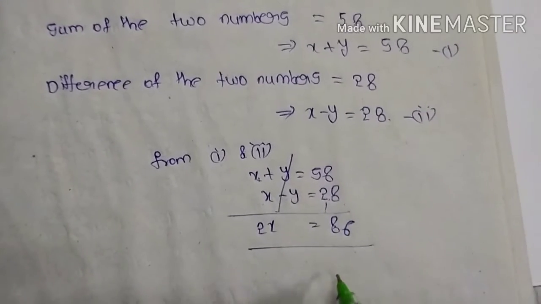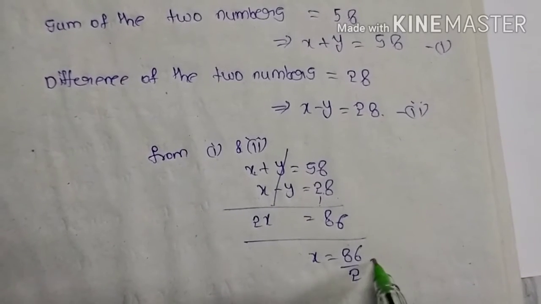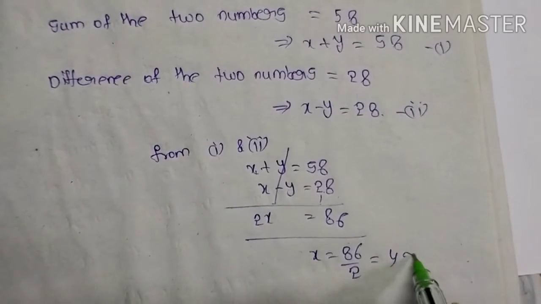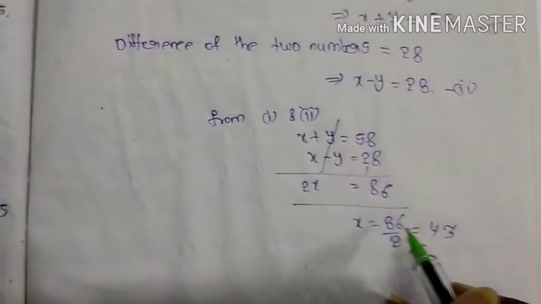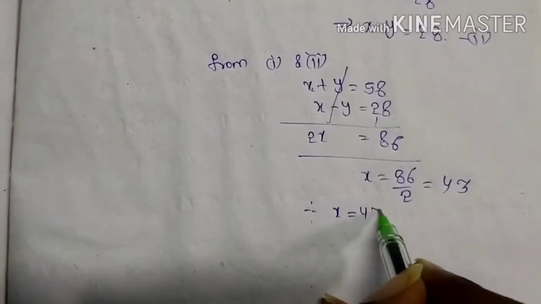That means 2x is equal to how much? 86. That means x is equal to how much? 86 by 2. Two fours are 8, two threes are 6, right or not? Yes. That means x value is how much? Therefore x is equal to 43.